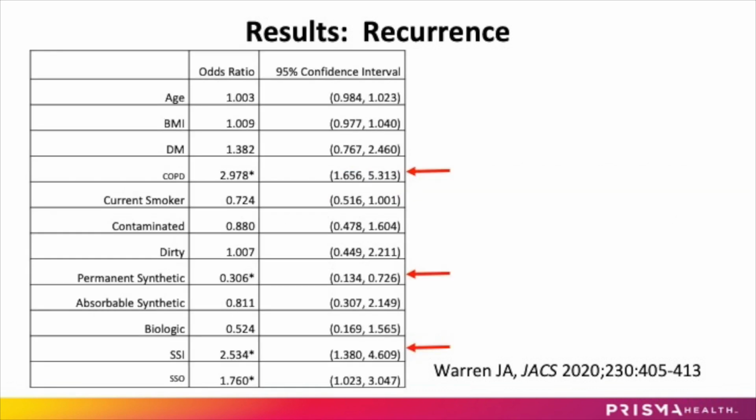Again, to account for some of the differences between our groups, we ran a multivariate analysis for recurrence, and again we found that COPD was a significant predictor of hernia recurrence, as was the development of a postoperative SSI. We found that permanent synthetic mesh was significantly protective against the risk of developing a hernia recurrence.